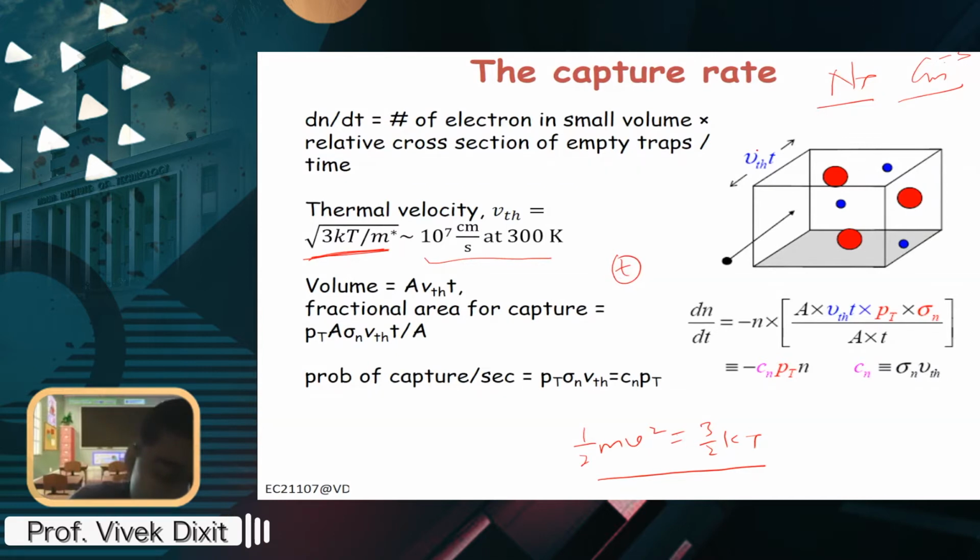So let's say in a small time t, with velocity v thermal, the electron will cover a distance v thermal times t. If the cross section area is A, the volume enclosed will be A times v thermal times t. Now in this volume, how many traps are there? There are two types of traps. Nt consists of small nt and small pt. Which of these states will capture an electron? Only the pt will capture an electron, right?